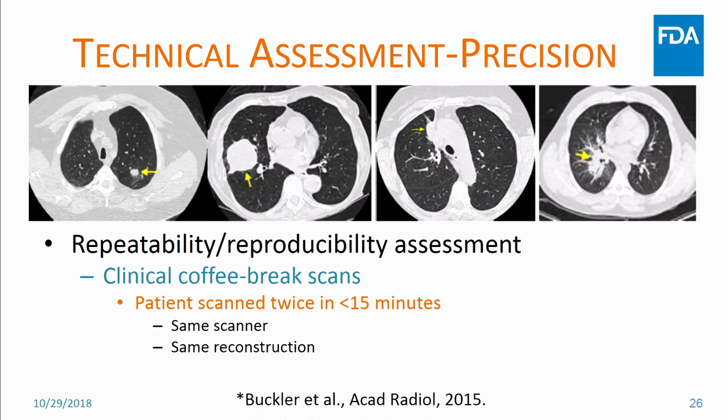The second part we'll talk about is precision. And in this case, we want to look at the clinical context. Looking at the phantoms in precision is even more problematic than looking at accuracy and linearity in a phantom experiment because of the variability in the patient. So what we've done here is something called a coffee break experiment. The patient was scanned twice within a 15-minute interval using the same scanner and the same reconstruction. So this is sort of like a best case scenario because that's typically not what's going to happen. But let's assume that's what data we have.